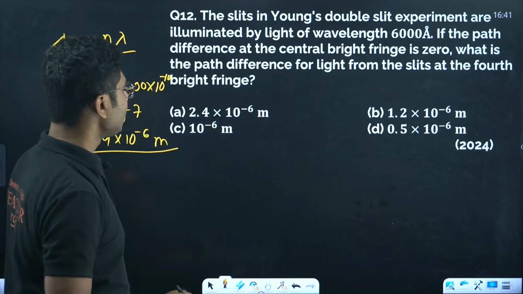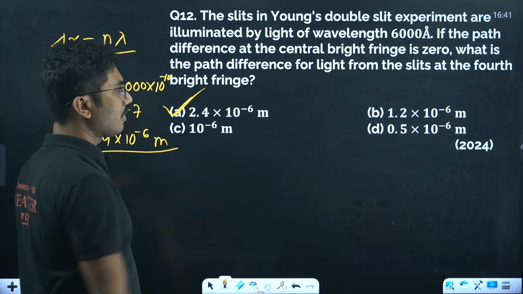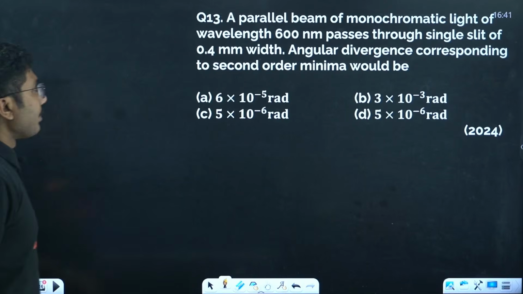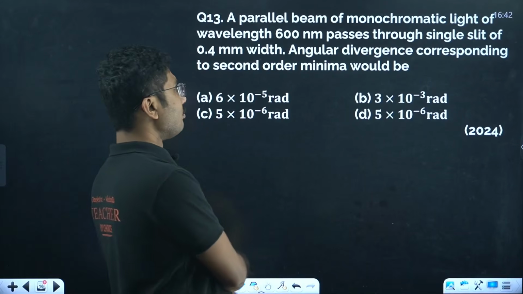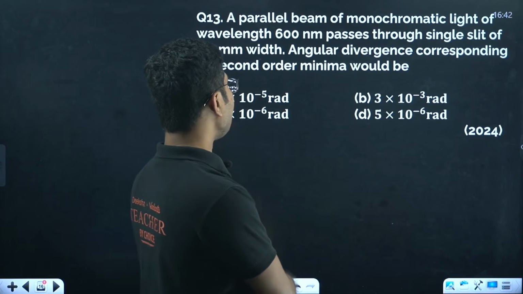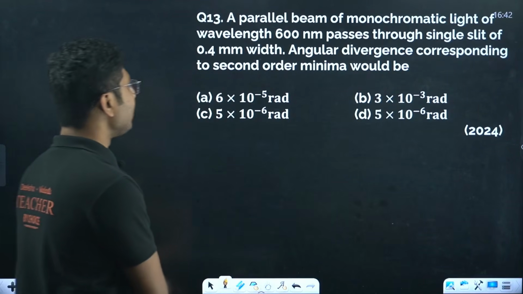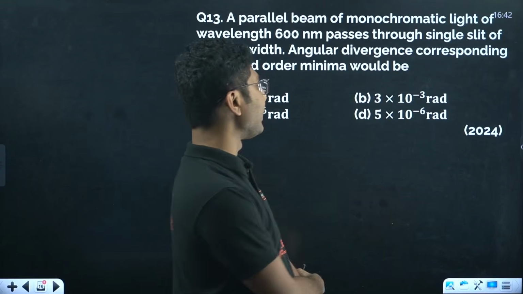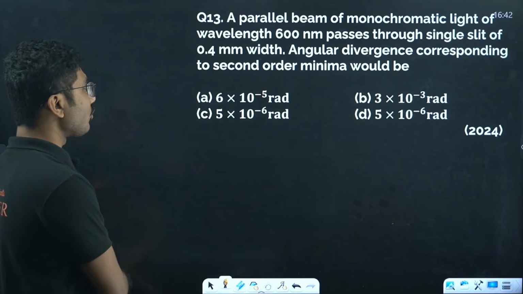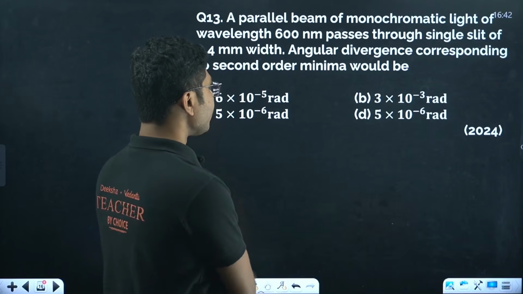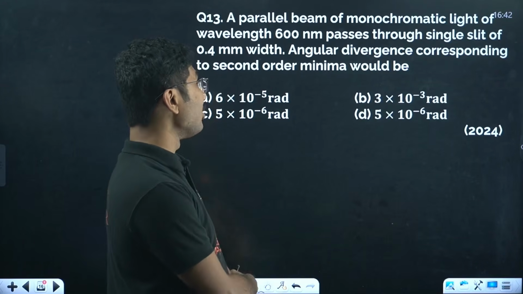Okay, so the correct answer is 2.4 into 10 to the power of minus 6 meters. Very simple, very easy question. Next, a parallel beam of monochromatic light of wavelength 600 nanometer passes through a single slit of 0.4 millimeter width. Angular divergence corresponding to the second order minimum would be. So second order minimum, what is the angular divergence?